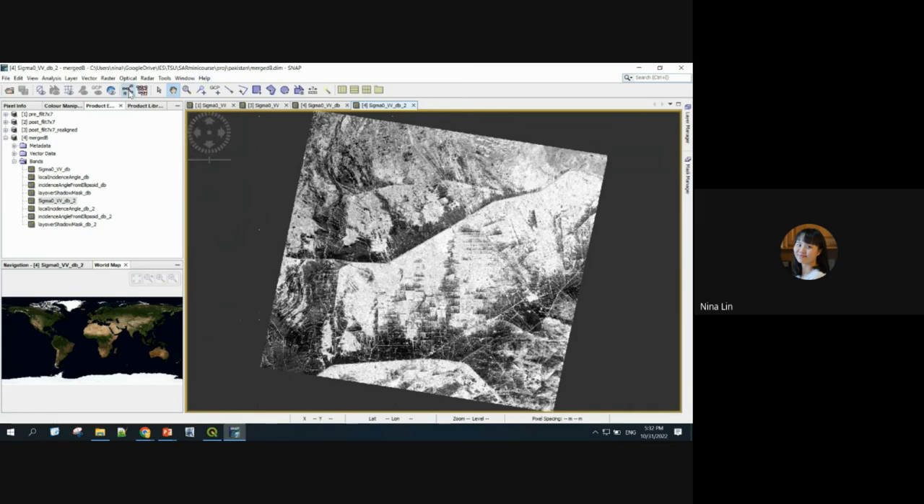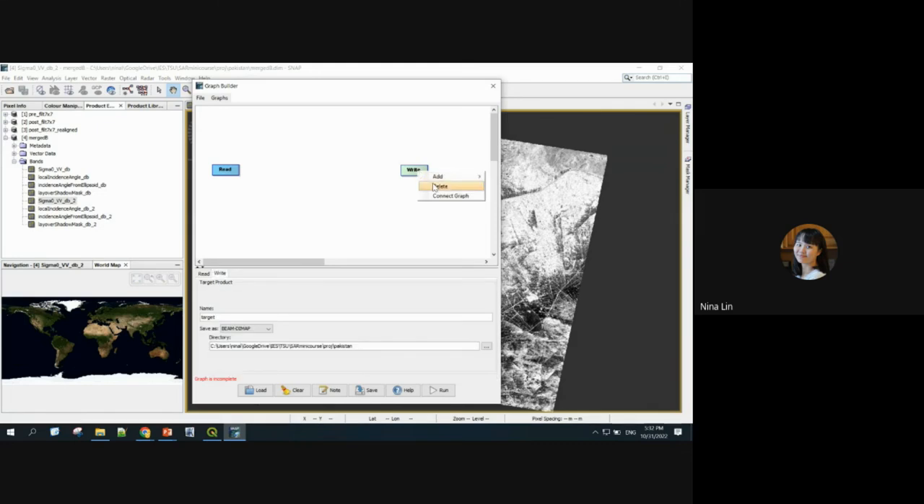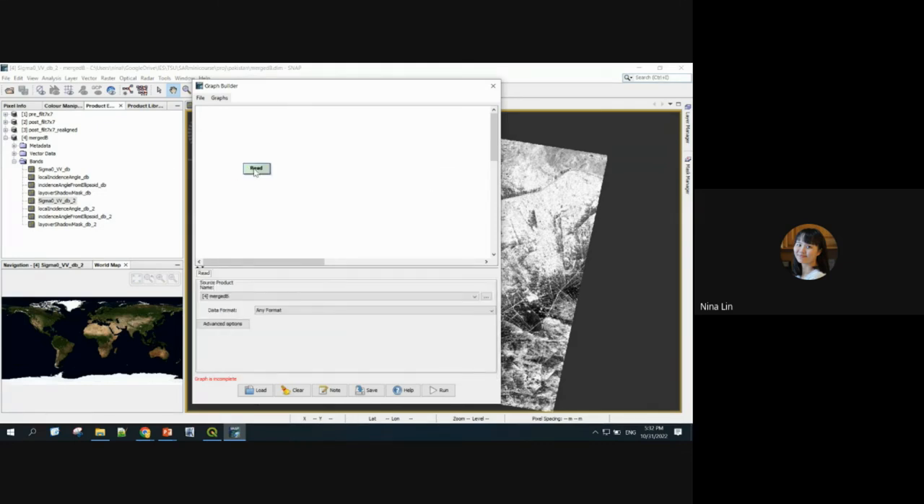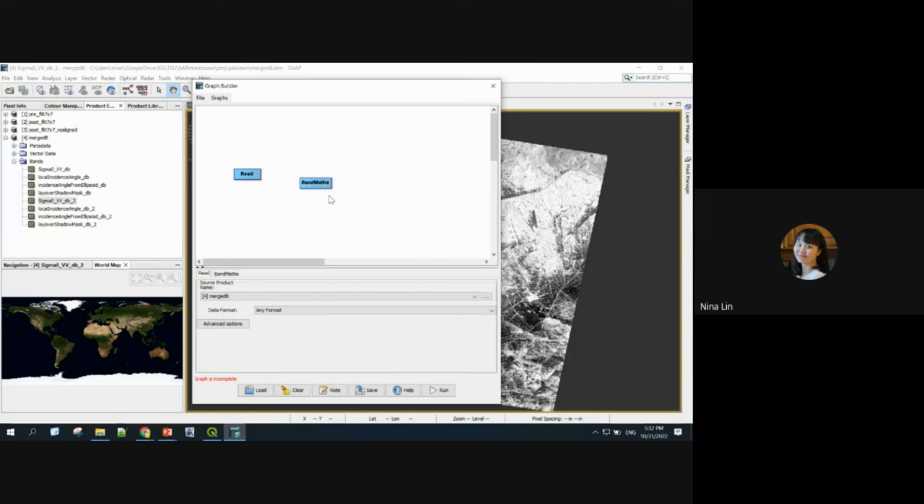So again, go to the graph builder, and we need to do some band math. Delete the last one, start from the beginning. The band math is in raster, band math. This is actually a very useful tool. Band math and write, and connect them. And for the read, we just do merge DB. Okay, you already picked it for you.